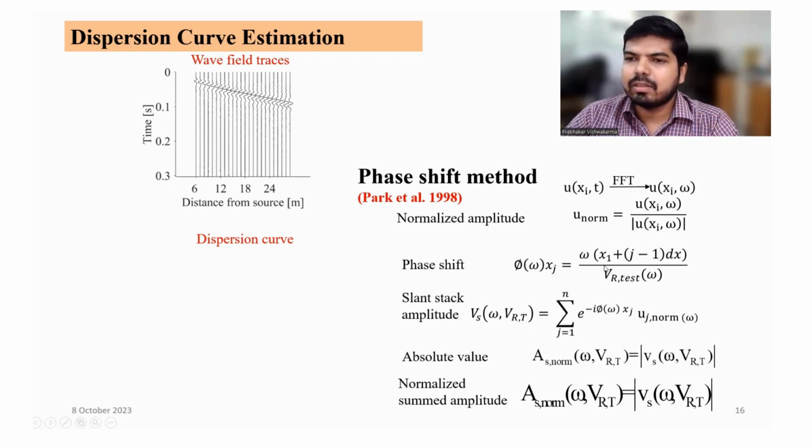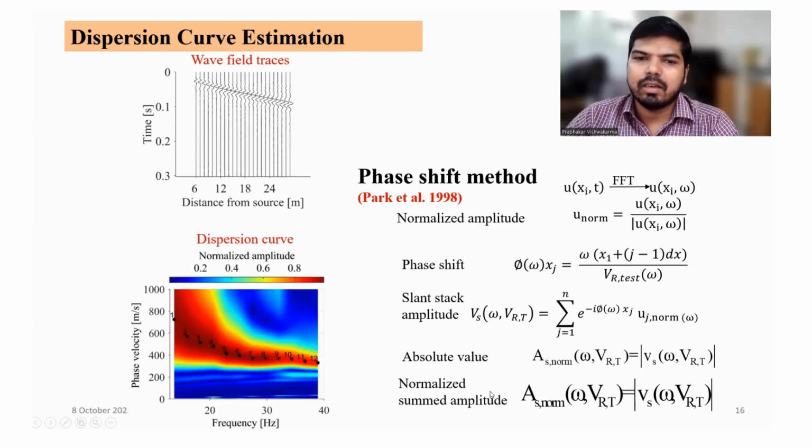After normalizing, we calculate the phase shift using this expression. Once the phase shift is calculated, we calculate the slant stack amplitude by multiplying the phase shift and normalized amplitude together for each receiver, and then adding them. Then we calculate the absolute value of this. We then get the normalized sum amplitude, from which we can get the Rayleigh wave velocity and frequency variation, where omega is equal to 2 pi f. From this, we can calculate the dispersion curve like this.